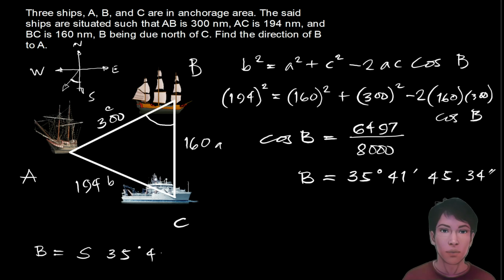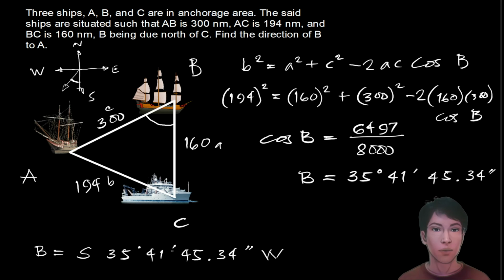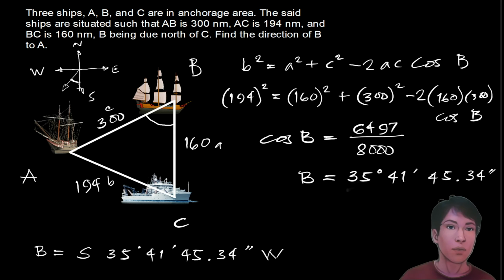5 degrees, 41, and 45.34 minutes. West of south. Okay, so sorry, west of south. So 35 degrees, 41 minutes, 45.34 seconds, west of south. So this is south, west of south, going to the west.